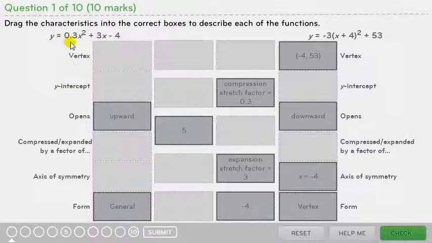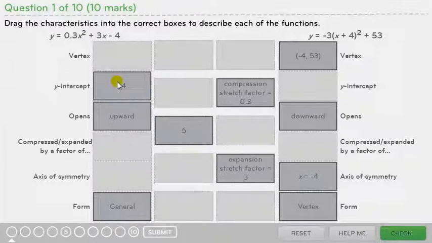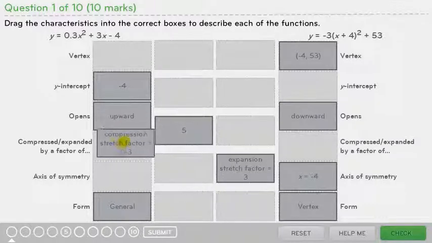Okay, going back to our general form, 0.3x squared plus 3x minus 4 has to have a y-intercept of our c value of negative 4. Our a value being 0.3 means that we have a compression, and the compression is by a factor of 0.3. And our a value here, being negative 3, means that we have an expansion times 3.